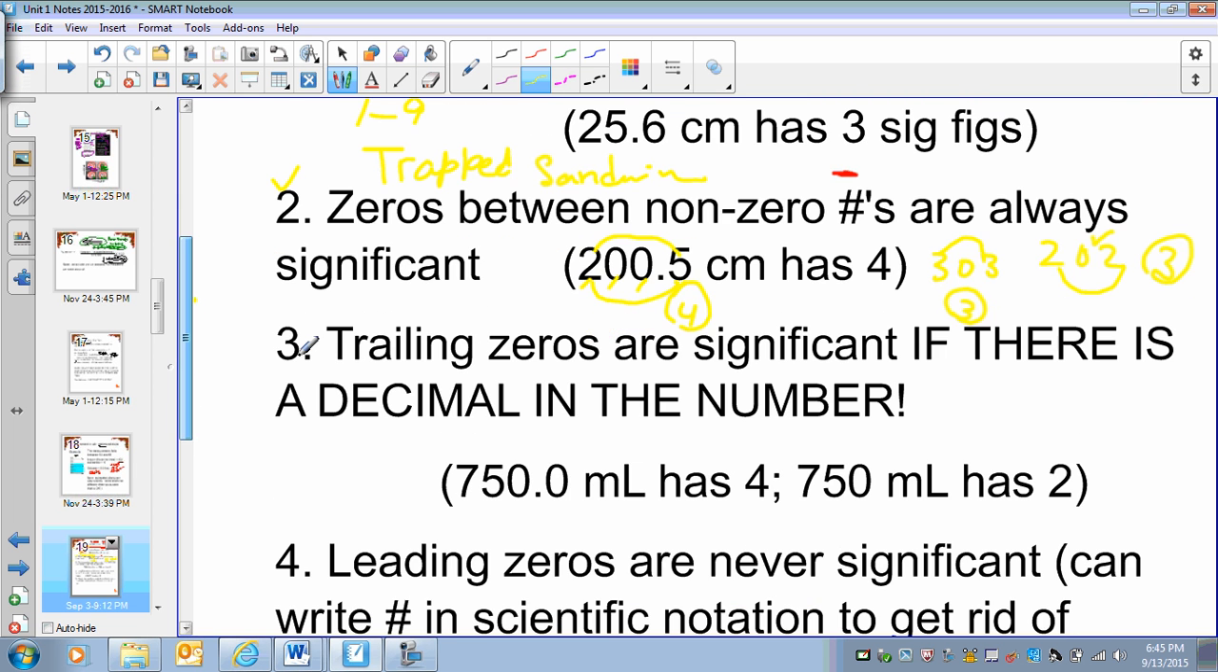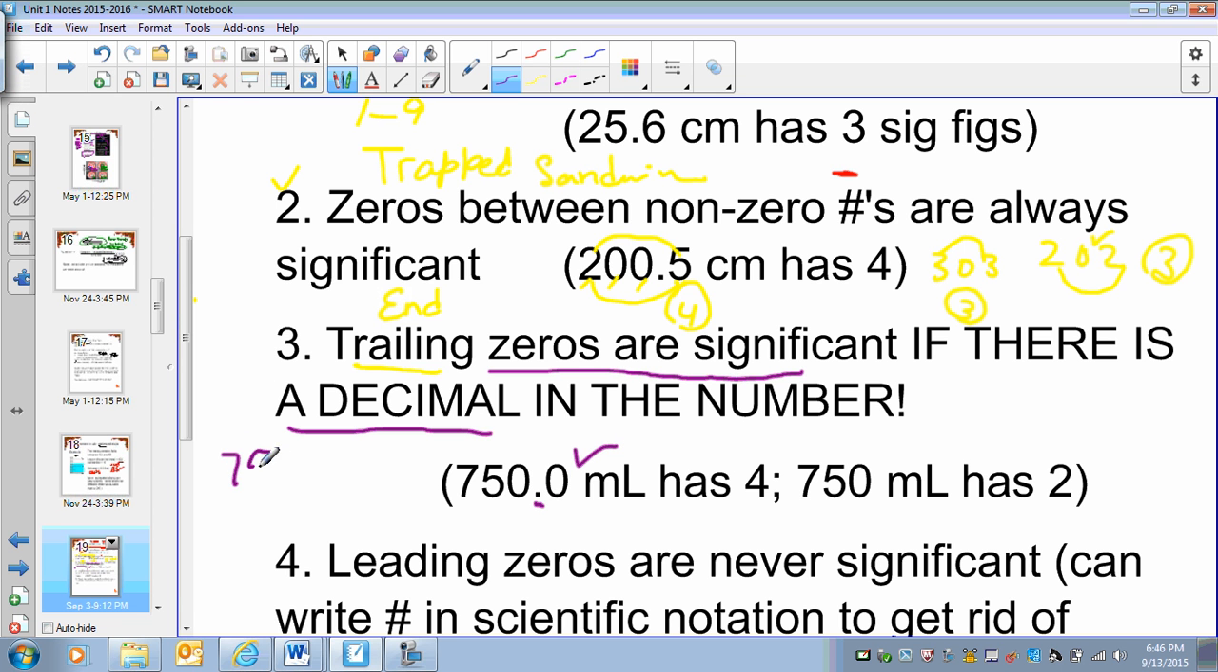Now, which other 0 is significant? The trailing 0, the 0 that is at the end of the number. Okay, the trailing 0 is significant. The trailing zeros are significant if there is a decimal point in the number. They're only significant if they are followed by a decimal point.